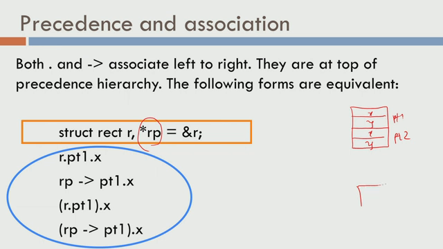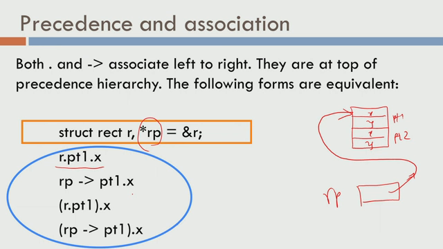And RP, the moment you say struct rect *RP, RP will get a memory location which is supposed to point somewhere, and what is it pointing to? It's pointing to &R, which means it's pointing to the first byte of the first member of R. So, it's actually going to point to the address where PT1's x is present inside the rectangle R. So, if I say R.PT1.x, I am referring to PT1's x member. I can also say RP->PT1.x.